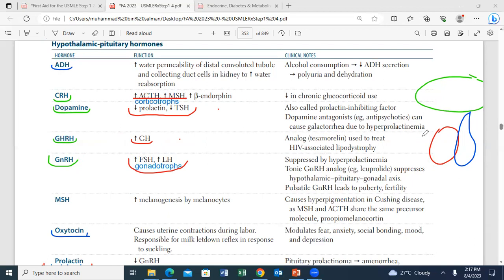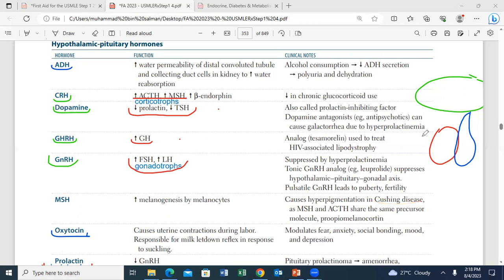All right, then we have the MSH, the melanocyte stimulating hormone, that will increase the pigmentation of skin. You can see hyperpigmentation in Cushing disease, but that is due to a different mechanism. Basically, ACTH and the MSH both have the same precursor, and that precursor is pro-opiomelanocortin. So in Cushing disease, when there is increased ACTH, as a result, we do have increased MSH, and this increased MSH leads to hyperpigmentation. So we have hyperpigmentation in Cushing's disease, right?